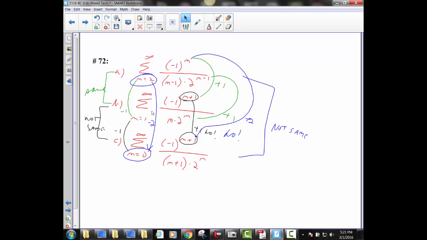If you compare the first one to the third one, obviously to get from here to here, they subtracted 2, which would make them have to add 2, but they didn't. So the first and third ones are not the same. You could also check and see if the second and third ones are the same. Here, to get from here to here, they're subtracting 1, which would mean they'd have to add 1, and they didn't.